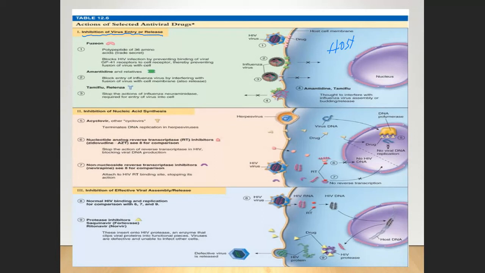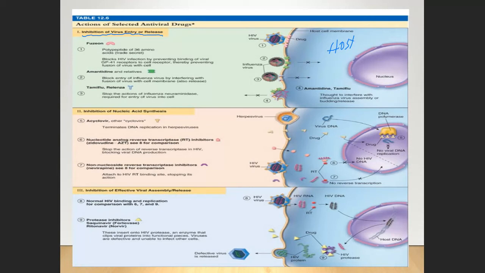Remember again, there are 6 stages of the viral cycle. Start with the attachment, penetration, uncoating, synthesis, assembly, and the last one is release. When you remember that, each process can be a target for the antiviral drugs. Therefore, the first group is the one that blocks the attachment and penetration, for example.